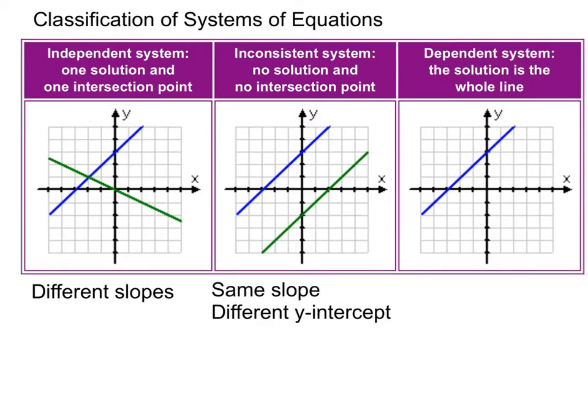The third type of system is called a dependent system. You can tell when a system is dependent if the solution is the same line. So that means when you have two lines, they have the same slope and the same y-intercept.